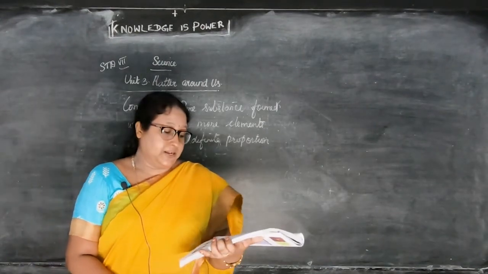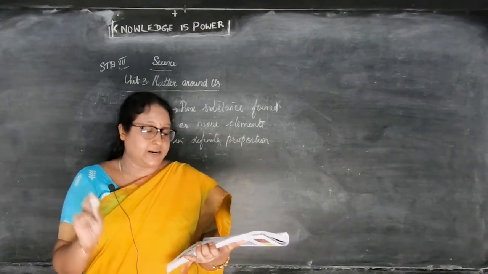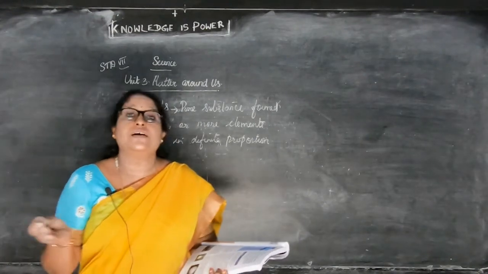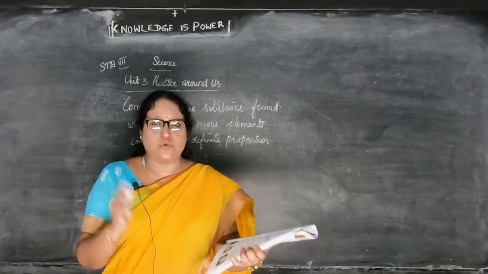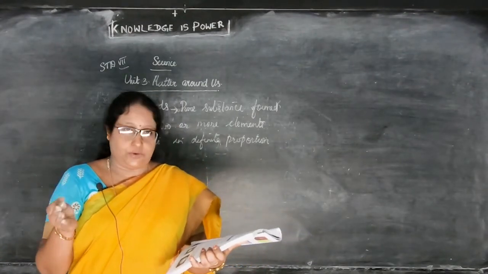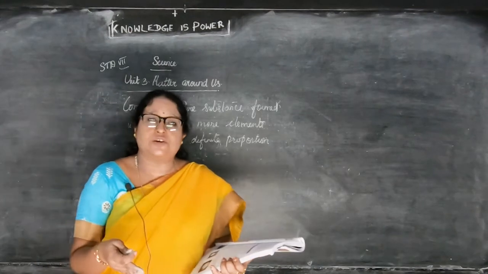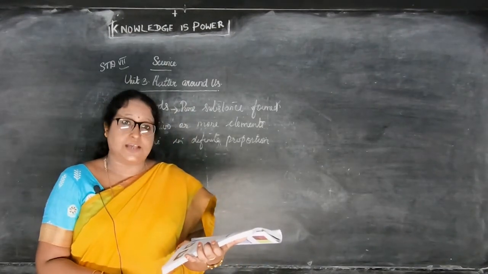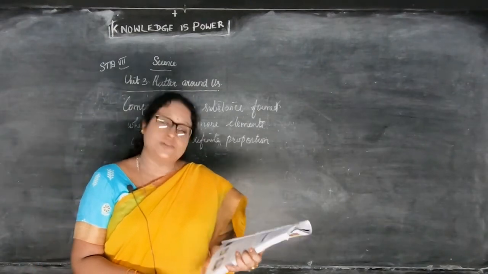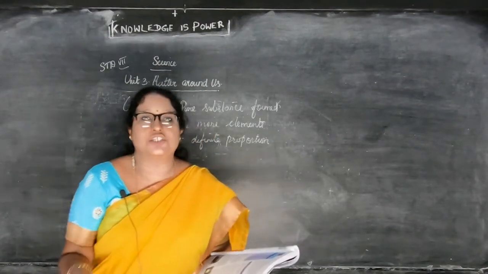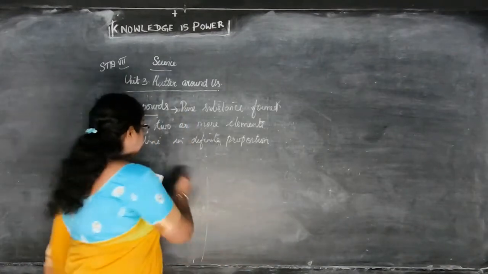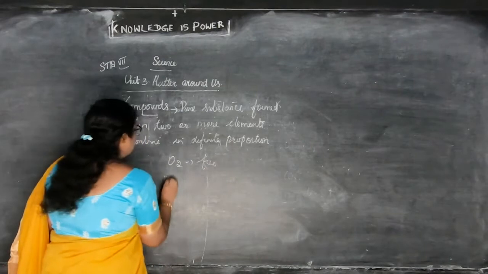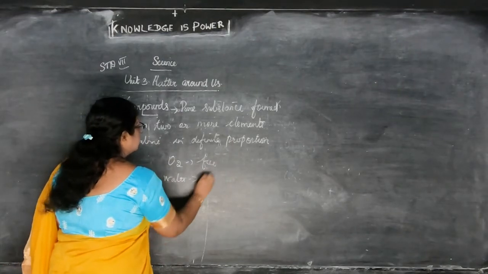For example, at room temperature, water exists as a liquid while hydrogen and oxygen exist as gases. Okay, do you understand now, children? So water exists as a liquid at room temperature, while hydrogen and oxygen are gases. Also, oxygen supports fire, whereas water is used as a fire extinguisher.